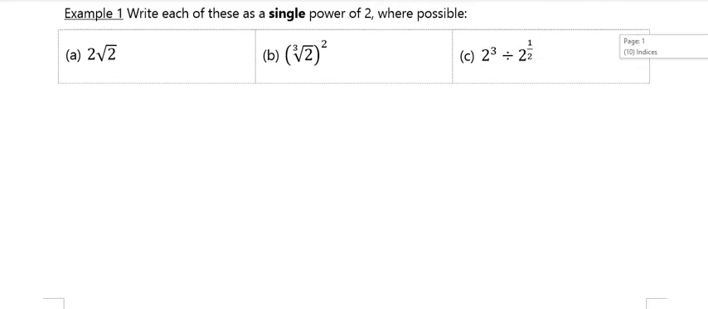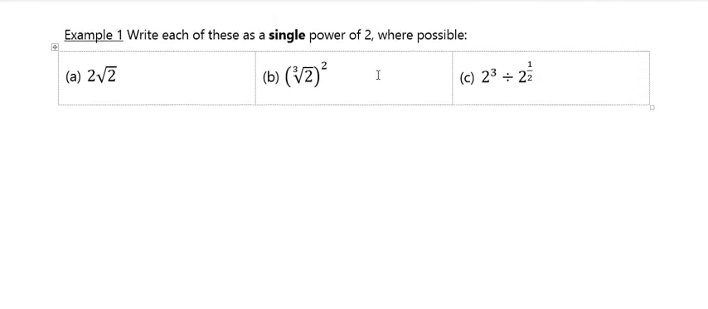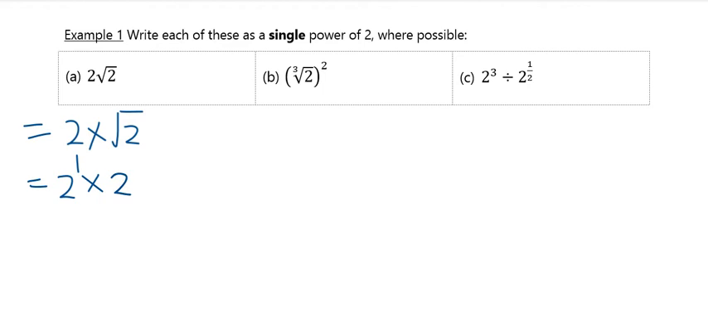Right, so example number 1: write each of these as a single power of 2 where possible. Let's have a look at part A. This may seem quite difficult, but you can see this 2 root 2 can be split into 2 times root 2. You know that all numbers basically have a power of 1, so 2 power 1, and the square root of 2 can be changed into a fractional index, 2 power half.